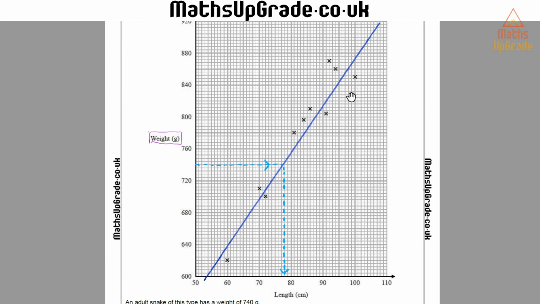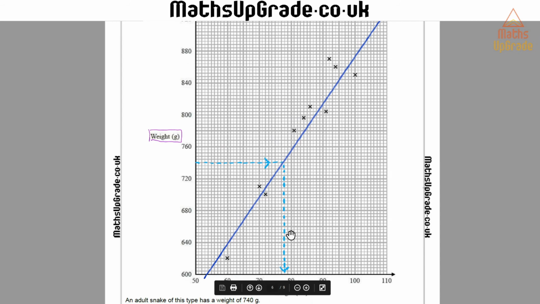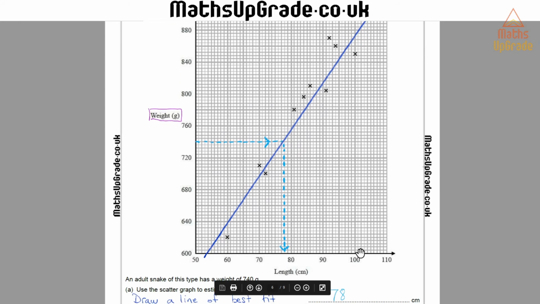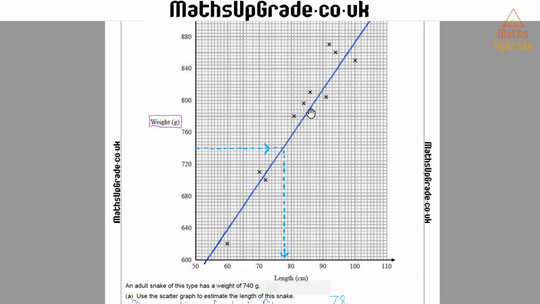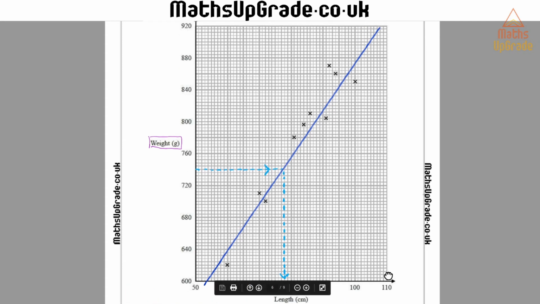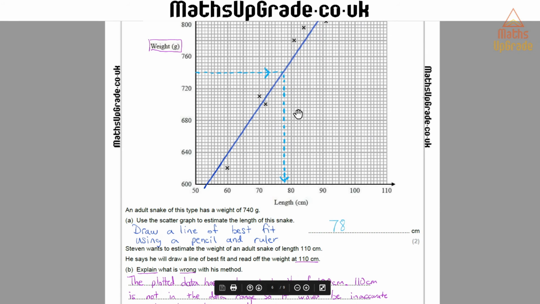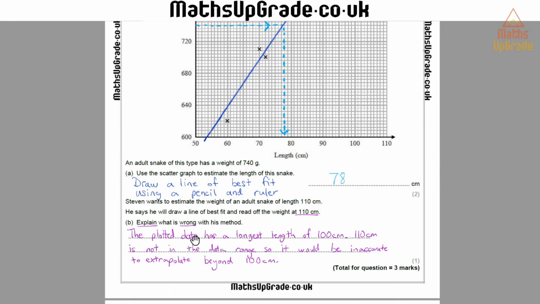Well, if you look at all the data on the scatter diagram, the length varies from 60 centimeters up to around 100 centimeters. So that's the data range that we've got for this data. If he's going to try and work out the weight of a snake which is 110 centimeters, 110 centimeters would be in this range up here, and that's out of the range of this graph, right? So it wouldn't be a very accurate extrapolation. The plotted data has a longest length of 100 centimeters. 110 is not in that data range, so it would be inaccurate to extrapolate beyond 100. And that's 1 mark for that question, 3 marks altogether.